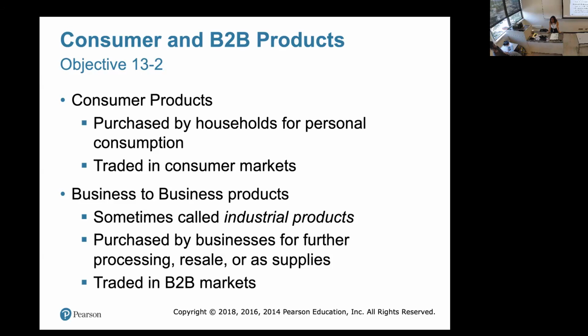Which products are only bought by businesses? Which products are only traded in business-to-business markets? Something you wouldn't buy. Kevin. I think raw materials. Raw materials, well, yeah. Steel. I'm not going to buy steel, right? Anyway, so keep in mind the difference between consumer markets and business-to-business markets, right?